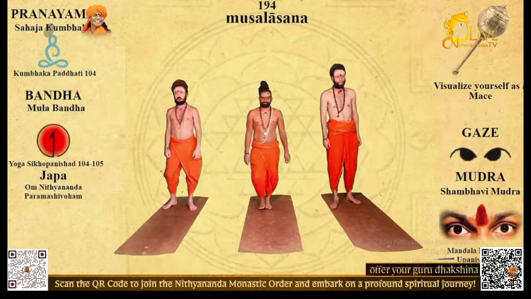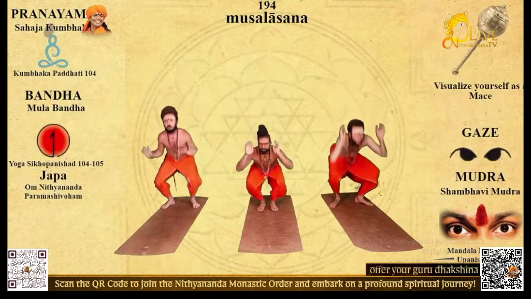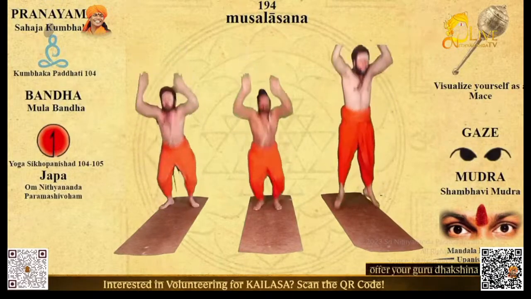Next up is Musadasana. Stand straight, raise your arms up above the head and jump repeatedly as you visualize yourself as a mace.